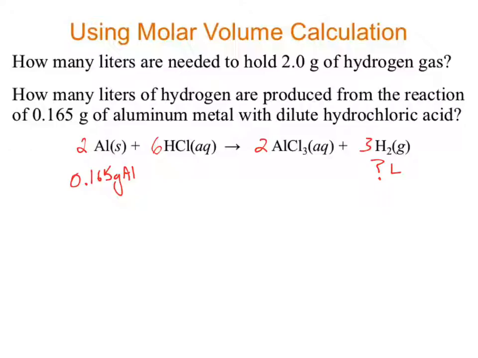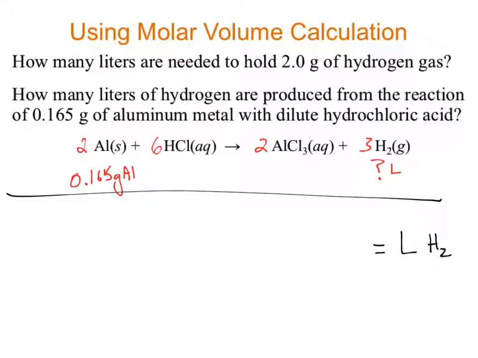No. Okay. So if that's all I've got, what I now want to do is move to my equation format that we've been working with. I want liters of hydrogen, so liters of H2, as my final answer. And I want to write down what I'm starting with. Okay. 0.165 grams of aluminum. That 0.165 grams of aluminum could be a little bit tricky to manipulate and work with.